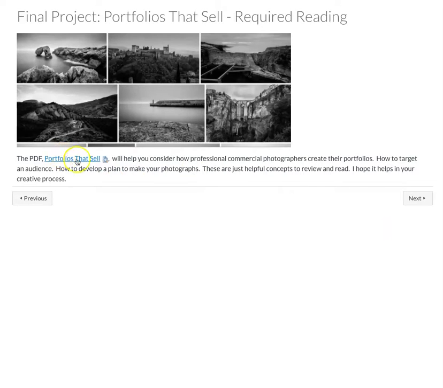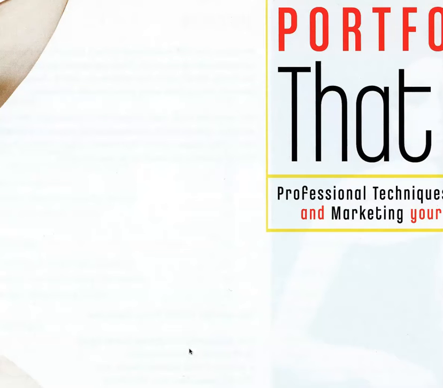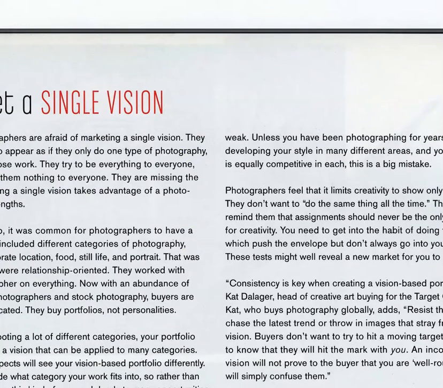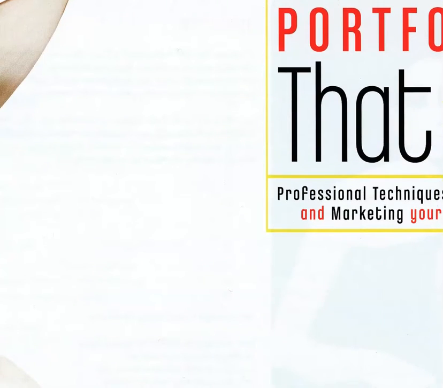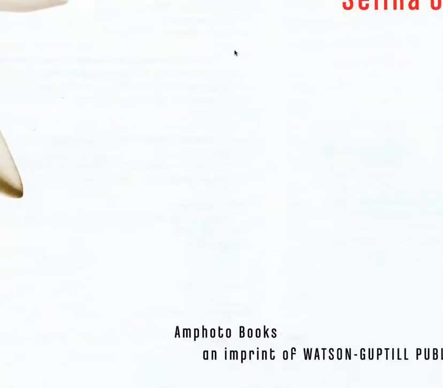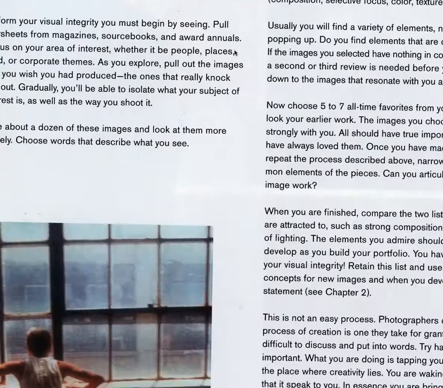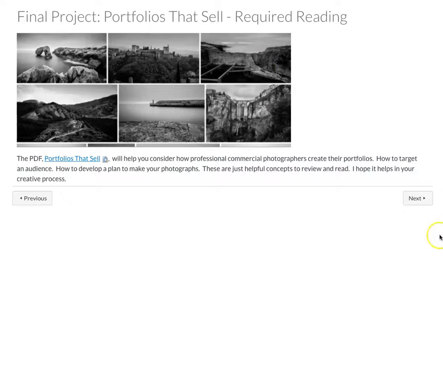This is a link to a helpful PDF of basically the opportunity to read a little bit about portfolios that sell. It's written from the perspective of an art agent, so that's someone who would be selling a portfolio to Target or whomever. So you can glance through and check out the ideas that are presented here. It might be helpful.